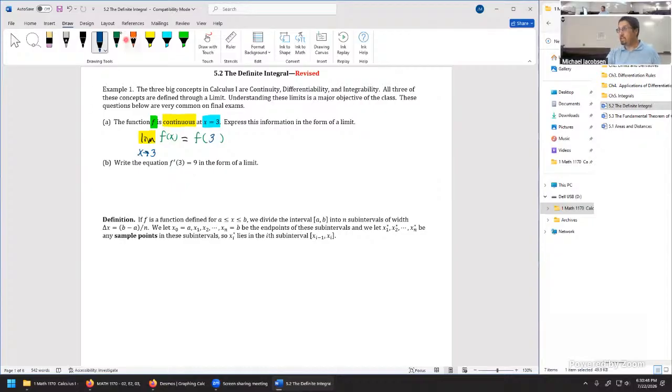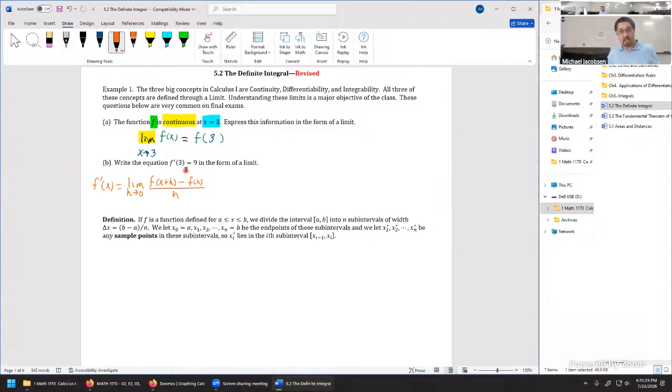Okay, so for part B, one formula I'd probably think about before trying to write down this equation in the form of a limit is, let's just write down the definition of the derivative. The derivative definition goes, the derivative of f at any value x is the limit as, let me fix that, not an x, it's the limit as h goes to 0, f at x plus h minus f of x, divide by h.